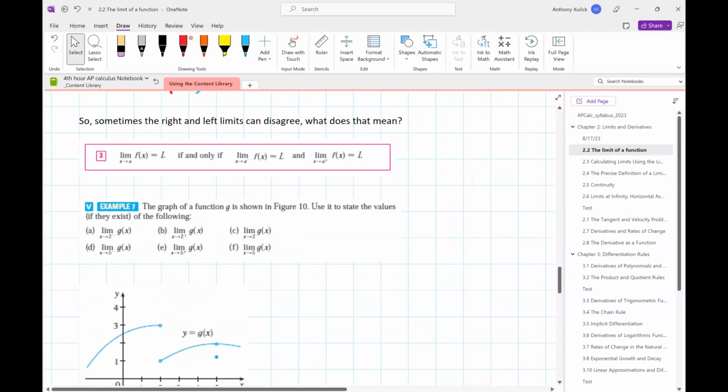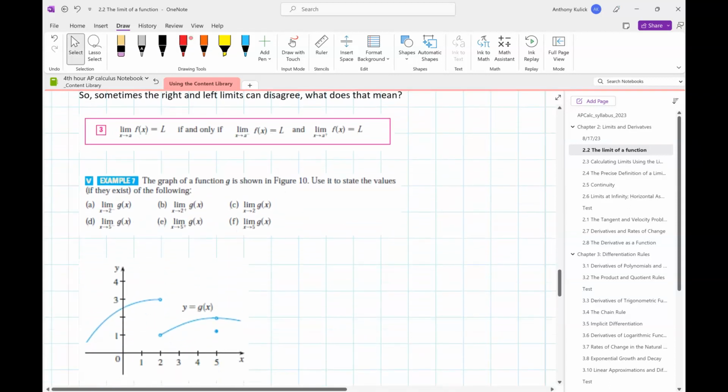Okay. All right, let's do an example here. So we are given just the graph of a function. Can I do a tabular thing on this? No, because I don't know what the equation for g of x is, so I can't do anything with that, right? I have to just rely on the picture.